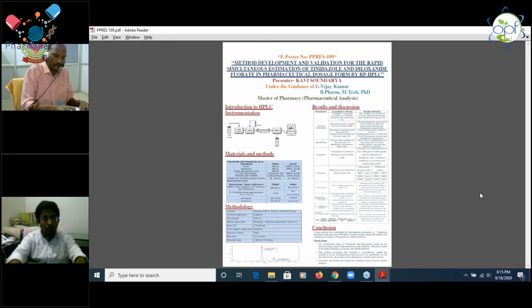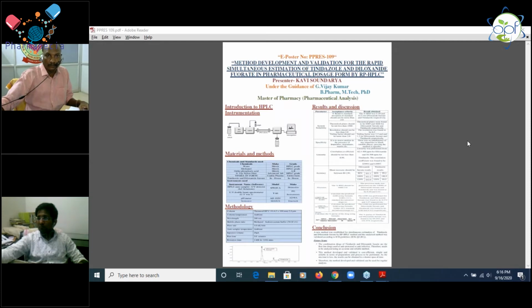So, as you all know, in the pharmaceutical industry, the most widely used method is the reverse phase HPLC method. In reverse phase HPLC, we use a hydrophobic column and a hydrophilic mobile phase for the easy elution and separation of the pharmaceutical components. The drugs I have taken here are tinidazole and diloxanide furoate, which basically come under the anti-protozoal class, and these are used in the treatment of amoebiasis and other amoebial infections.